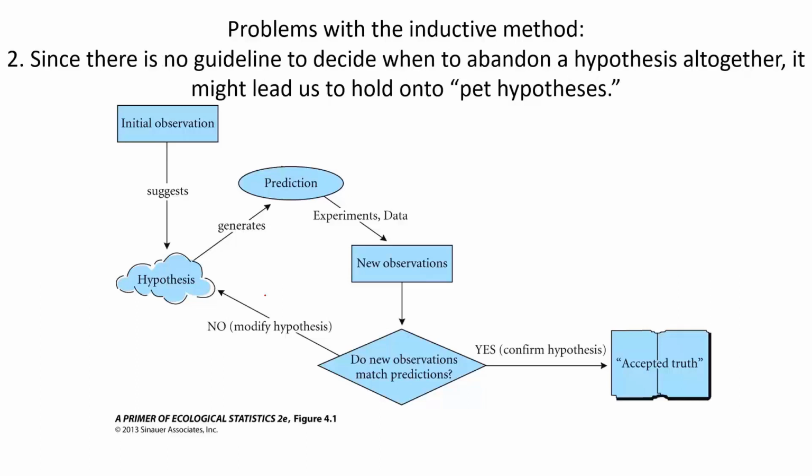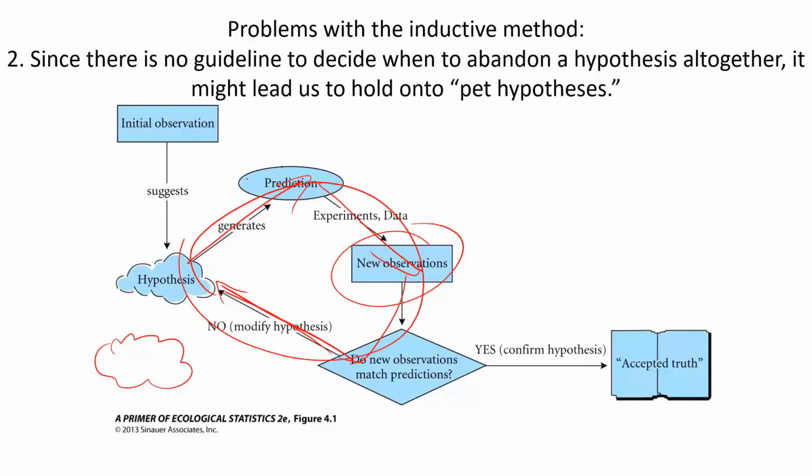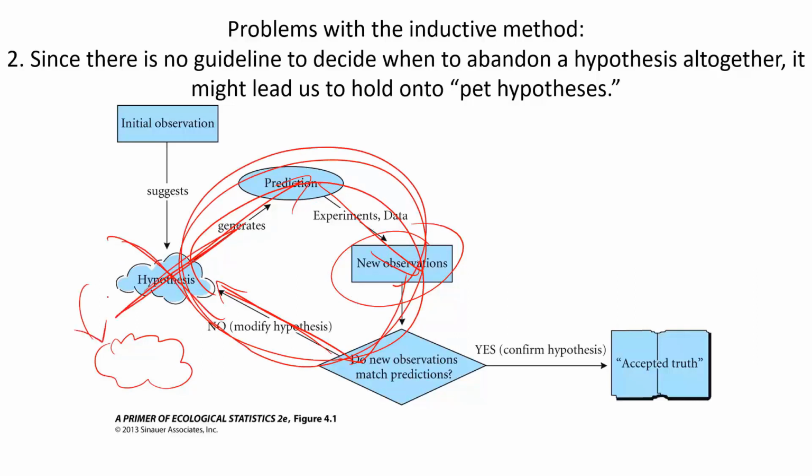Number two, since there is no guideline to decide when you really should abandon a hypothesis altogether, for example, if you make new observations and those observations don't match your predictions, you might say, no, you're going to modify that hypothesis slightly, but you're not going to abandon it and choose a whole other hypothesis, right? You're just going to modify that hypothesis. You're going to do another set of experiments, and you're just going to be stuck in this loop forever, instead of just abandoning this and moving on to a brand new hypothesis. It's called the pet hypothesis problem.